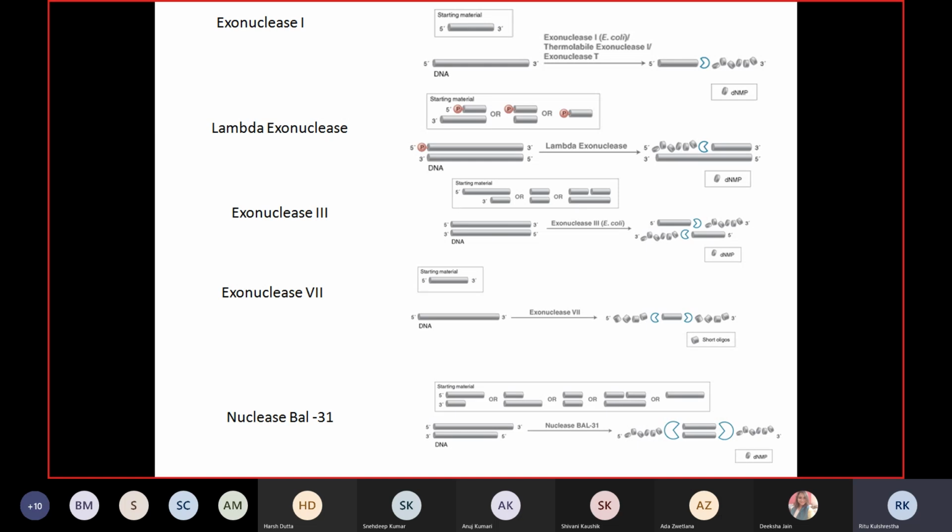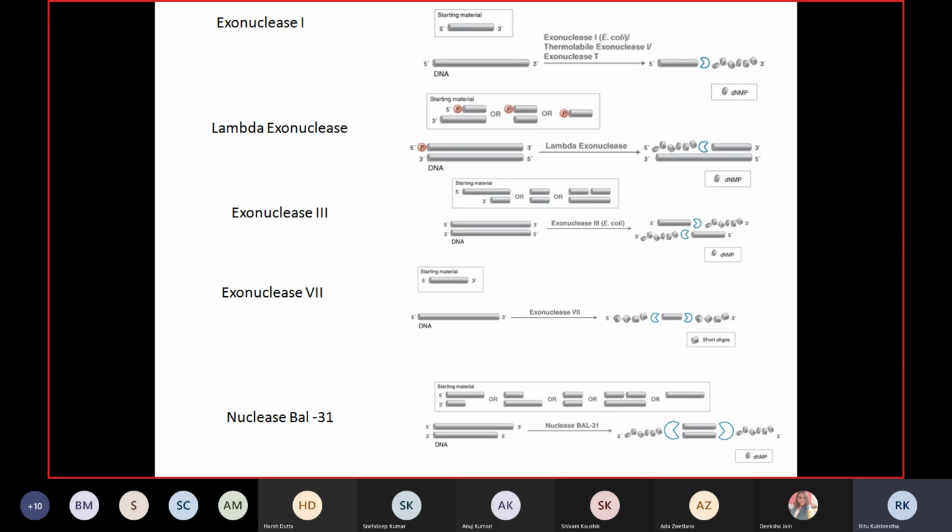So all these details are given in a table. All these figures have been taken from NEB, one of the major companies selling these various enzymes, be it restriction endonucleases, these nucleases, or various molecular biology enzymes that you will come across. I think in the majority of the labs in India, you will find NEB products. And unfortunately, we don't have any Indian company which is selling these molecular biology enzymes.